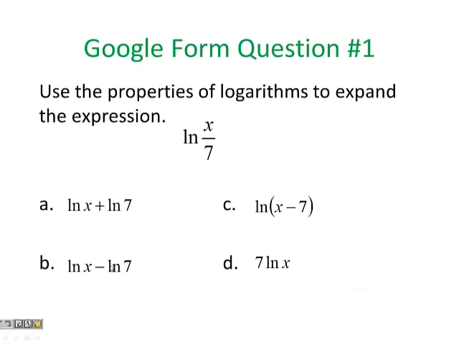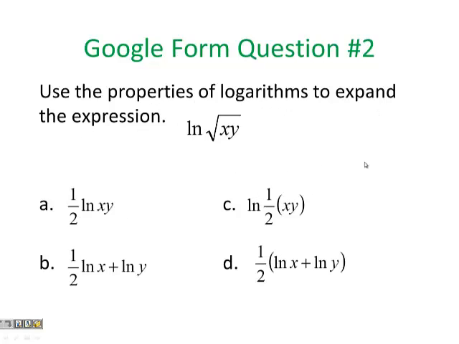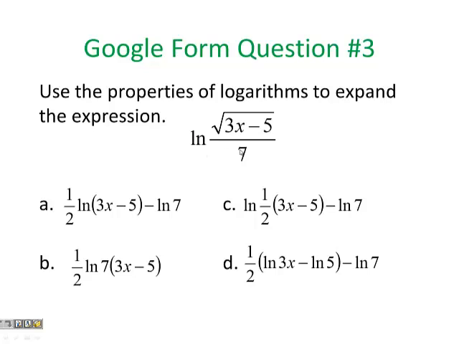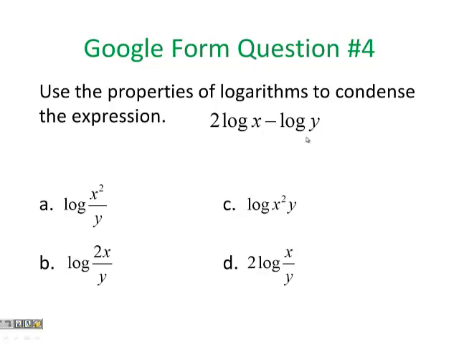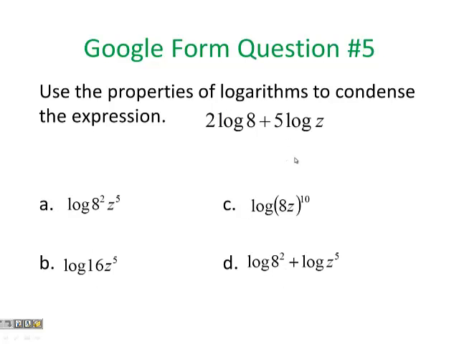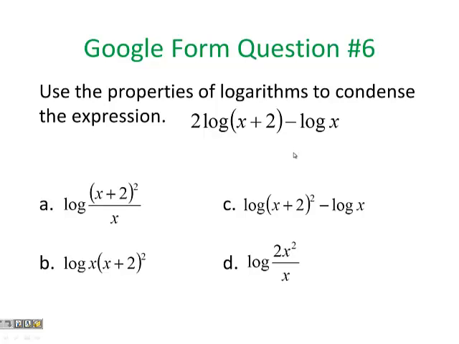Alright, so this is a Google form. You'll need this part of the video to do the Google form because I wasn't able to do all these notations on the Google form itself. Some of them are going to get kind of strange looking. So on this one you're going to expand. Number 2, you're going to expand. Number 3, you're going to expand. And then number 4, you're going to condense. Number 5, condense. Number 6, condense. Okay, that's it. Try to keep this one short. All right.